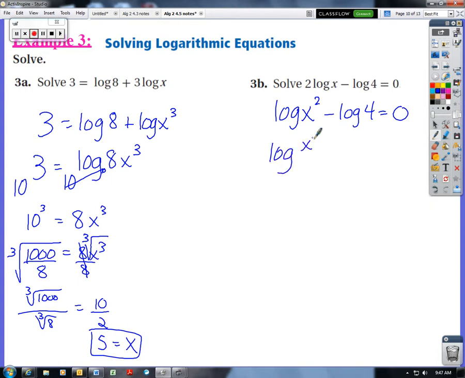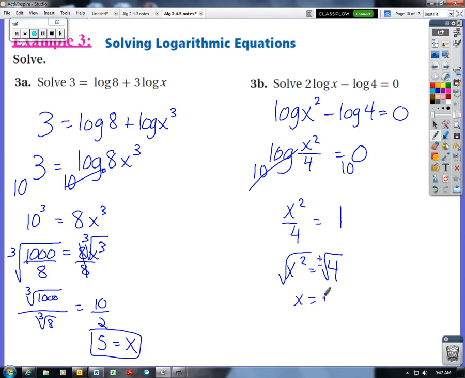So that's going to be the quotient of those. You're going to divide those, x squared over 4. And we just have 0 on the other side. And this is a common log, so we're going to exponentiate base 10 to undo it. That kills that. You get x squared over 4 equals 10 to the 0. Anything to the 0 is 1. Multiply both sides by 4, because we're going to solve for x squared. Take the square root of both sides. It's an even root, so you do need the plus or minus.